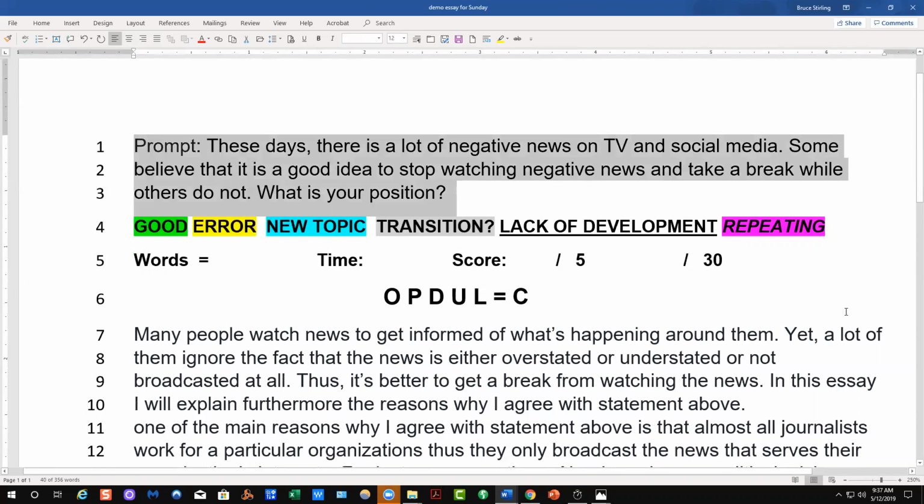There's a lot of negative news on TV. Negative news. Can you think of negative news? First of all, what is negative news?